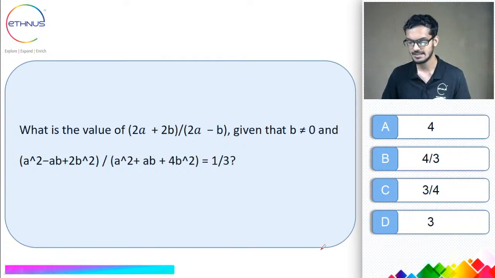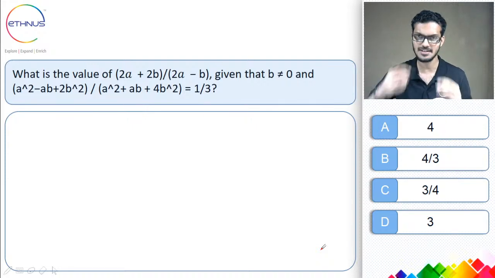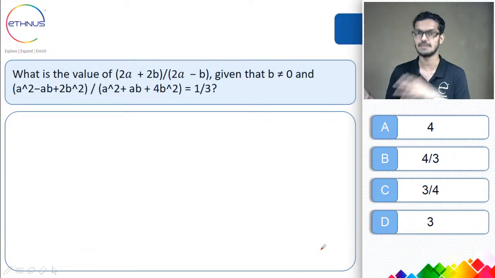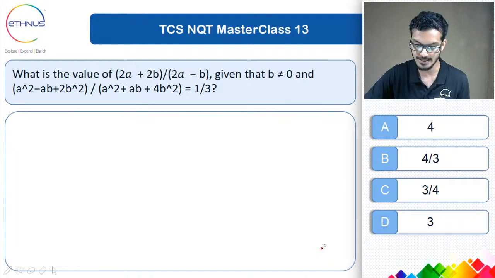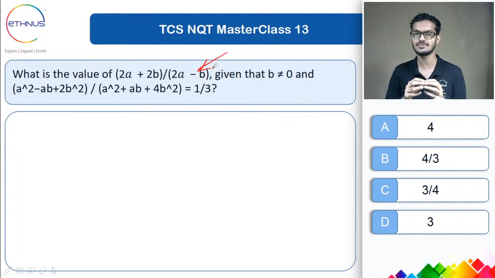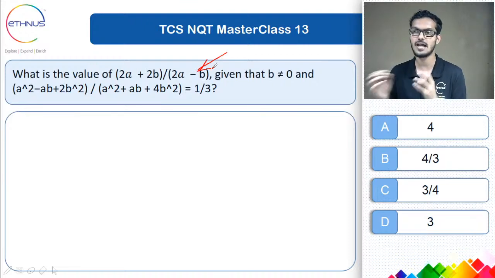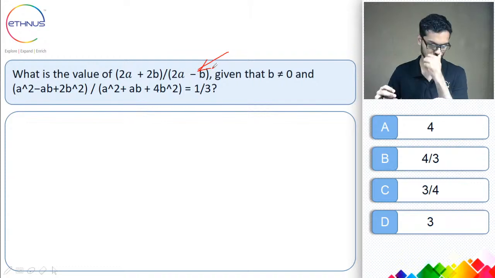So this problem, let's quickly solve this one. We have the expression which is given, that is a square minus ab plus 2b square. You need the value of 2a plus 2b divided by 2a minus b. If you want to find the value of this, definitely you need to know the value of a and b, right? Or if not the value of a and b, at least the relation between a and b. These are the two things that you should know.